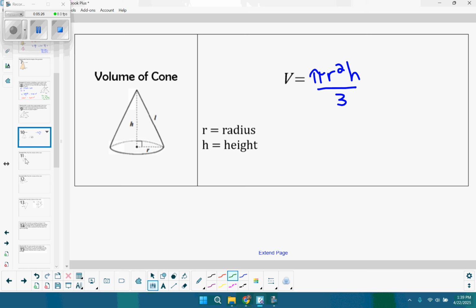Cone is the same as when we took a prism to become a pyramid. We took the formula for prism and divided it by 3. So cone and cylinder are similar in that we're going to take the formula for cylinder and divide it by 3. So that's going to be pi r squared h over 3. Once again, this L here is irrelevant to us. That's meant for surface area.